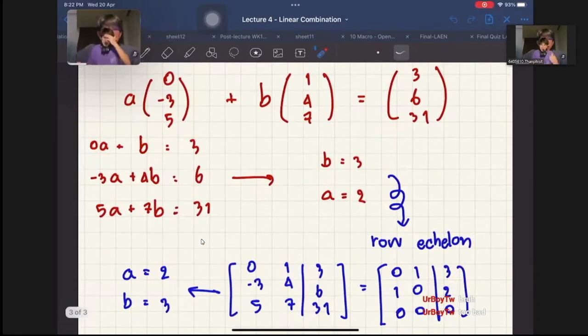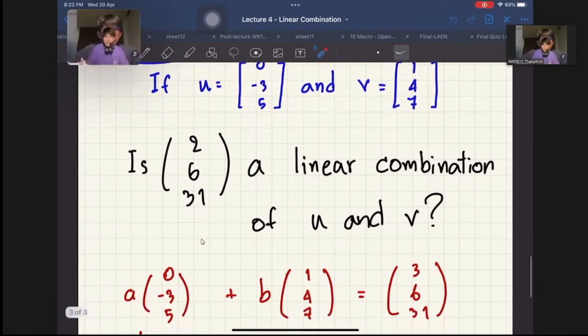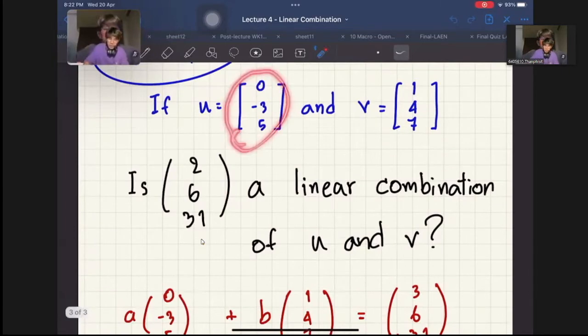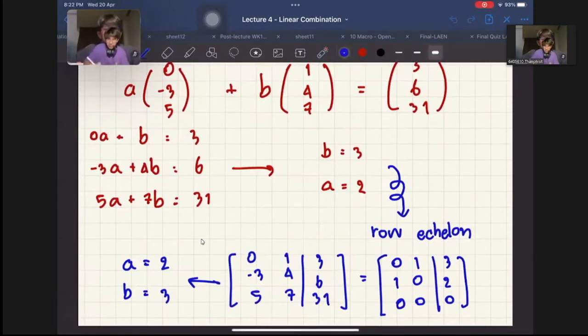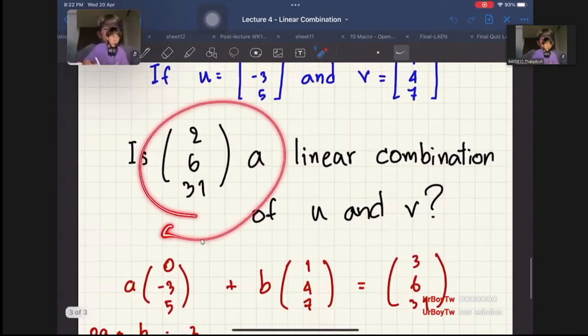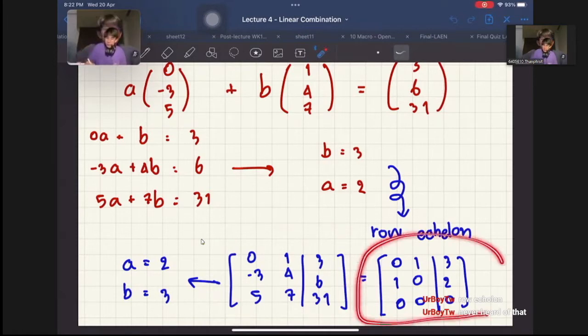Very easy. You see vector u and vector v, right? And you write them in matrix form. You put u into the first column, and this is vector v, and this one comes from your question. So you will get a matrix something like this, and you just do the row echelon method, and you will get this one. As you can see, this is a, b, right?